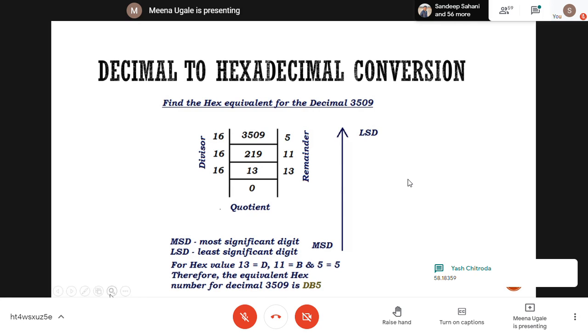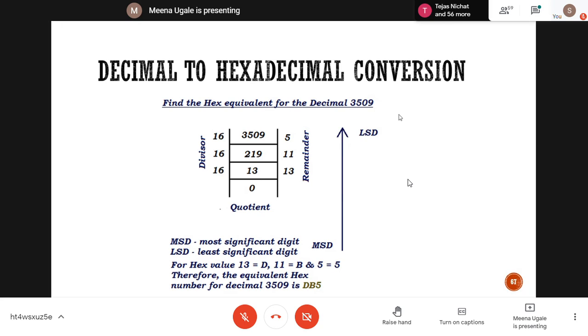Now next is decimal to hexadecimal. What will we do in decimal to hexadecimal? The same way we will follow the divide by method. Divide by 16, you get a quotient and a remainder. Again divide by 16, you get a quotient and a remainder. Read it from bottom to top. Here for this answer 3509, when I am dividing it I am getting remainders like 5, 11 and 13. Now put the equivalent digit for 11 and 13. Like 13 is D, 11 is B, so my final answer is D, B and 5, which is the hex equivalent for decimal number 3509.